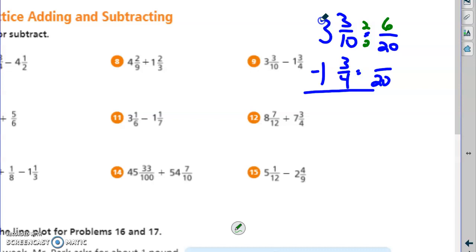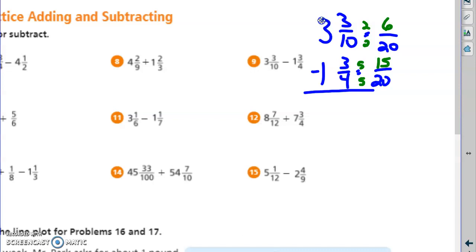Down in the bottom fraction, 4 times 5 is 20. 3 times 5 is 15. Okay, notice how we multiplied the bottom fraction by a different number than we multiplied the top fraction by. Okay, so now we got to subtract 6 minus 15. That's 9, right? Wrong. Okay, you can't do 6 minus 15.